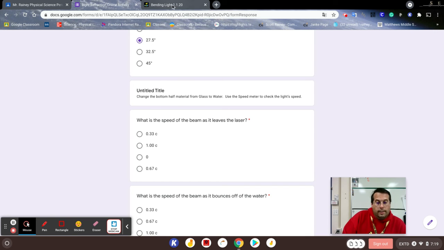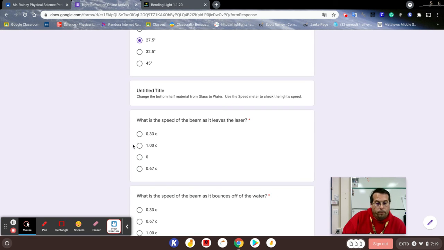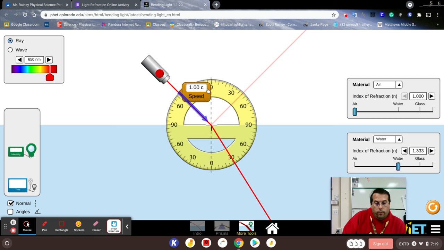So what is the speed of light as it leaves the laser? I'm going to give you a second to guess on this because you should know. As it leaves the laser, I would expect that speed is the speed of light, which it is, 1 C. Now, as it bounces off the water, as I said before, if it's still going through the air, the speed shouldn't change.